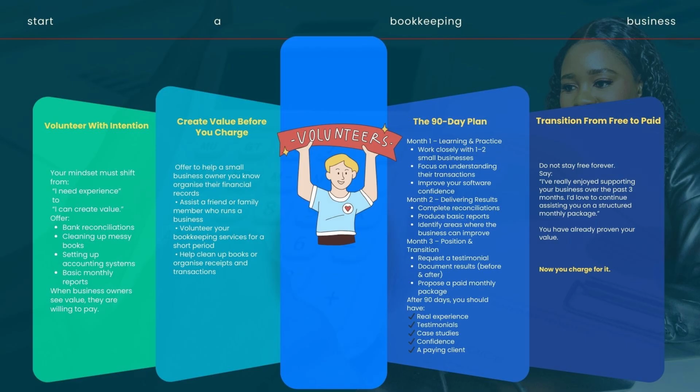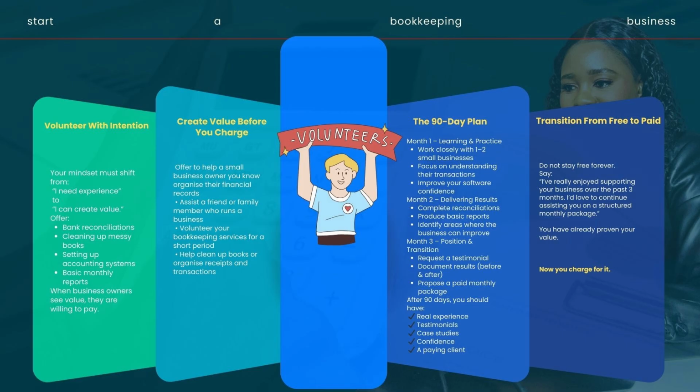Then month 2, delivering the results. In month 1, of course, you're going to deliver results, but now you're going to be more confident. You've completed the reconciliations, you've produced basic reports, and you have identified areas where the small business owner needs to improve, and where the documentation and missing invoices are. Then you're able to present a complete report to the business owner to tell them exactly where you think they are falling behind, or maybe where they have challenges.